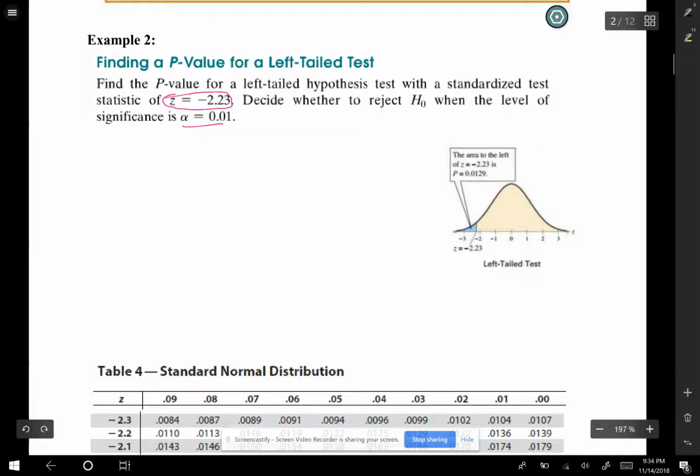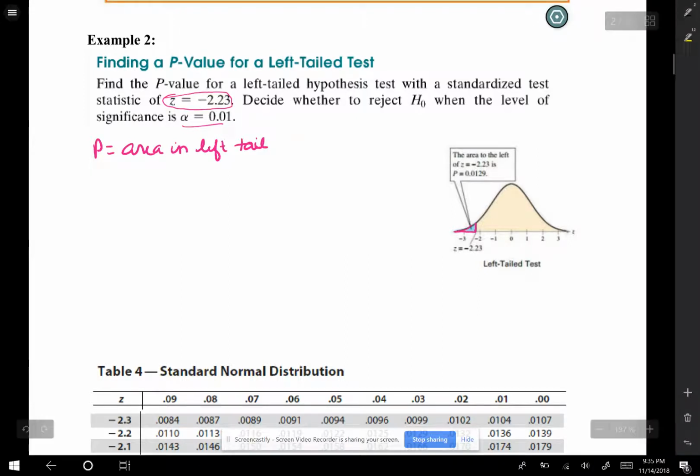I've again inserted the picture here because it makes it a little easier to explain. So if we want to do a left-tailed test, then we're saying that the area is to the left of negative 2.23. So we're looking at the area to the left of negative 2.23, shaded in blue. That's what we're looking at. So p is equal to the area in the left tail.